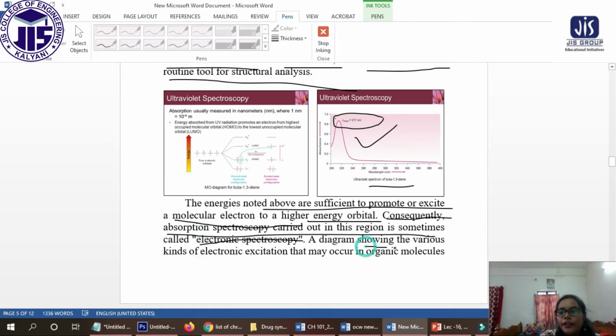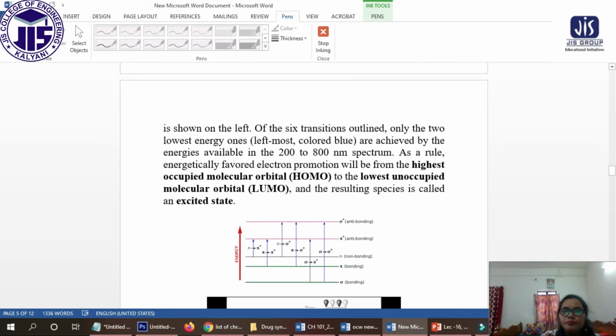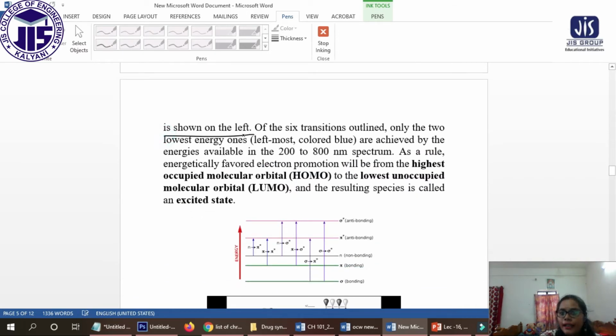Okay, a diagram showing various kinds of electronic excitation that may occur in organic molecules is shown on the left. Of the 6 transitions outlined, you can see here there are 1, 2, 3, 4, 5, 6. Only the two lowest energy ones, leftmost and colored blue, these are the blue colors, are achieved by the energies available in the 200 to 800 nanometer spectrum.